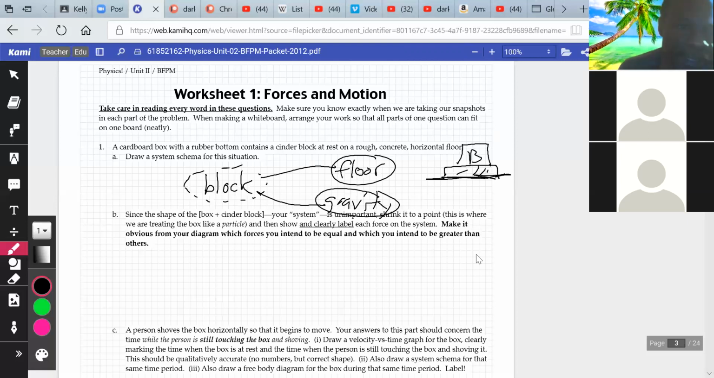So in the second part, since the shape of the box plus cinder block, your system, is unimportant, shrink it to a point. This is where we are treating the box like a particle, and then show and clearly label each force on the system. Make it obvious in your diagram which forces you intend to be equal and which you intend to be greater than others.